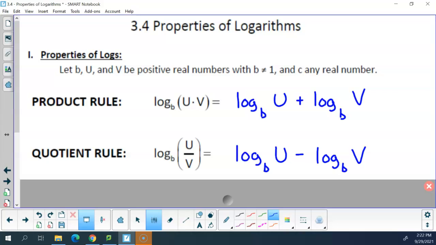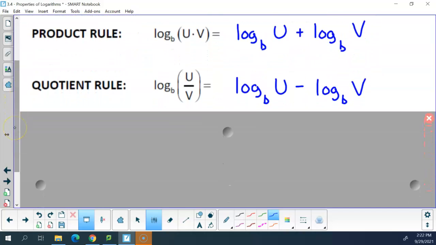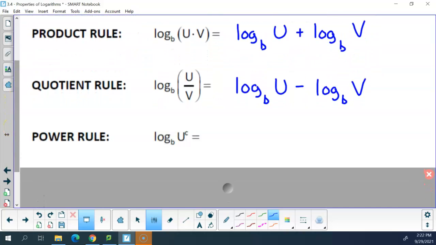And lastly, we have the power rule. And the power rule says that if we have an exponent in the argument, we can take that exponent and we can multiply it out in front of the log.